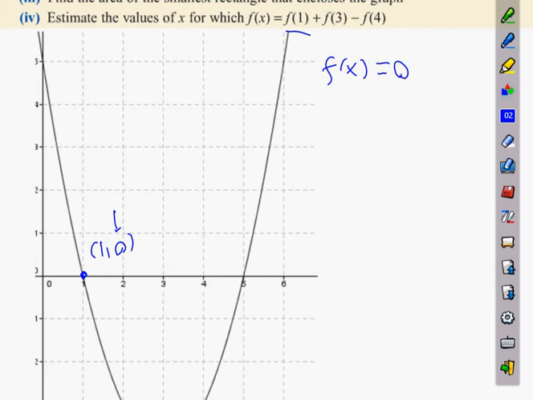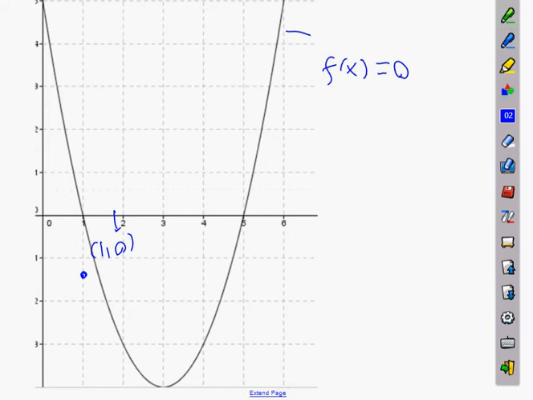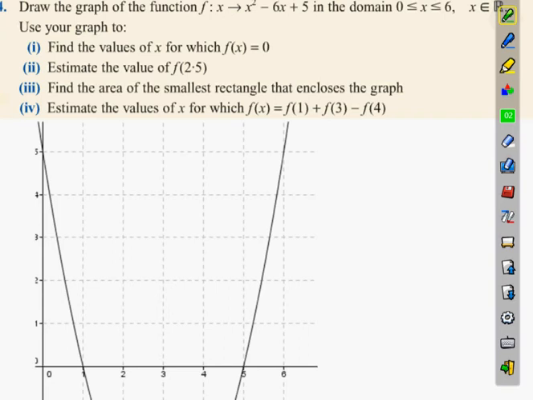Input of 3, any idea? 3 is here. That's an input of 3. And it keeps going down. And when does it hit the graph? And what value is it there? Minus 4. Because that is the point 3, minus 4. An input of 3 gives an output of minus 4. So what we said so far is that this is 0 and the other one is minus 4.